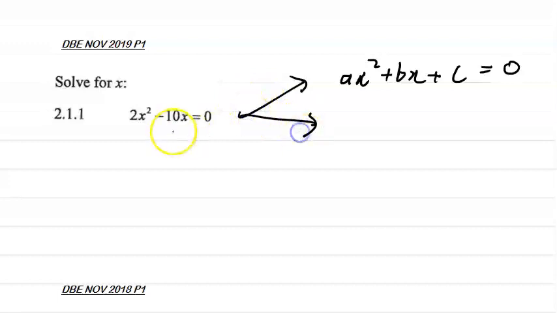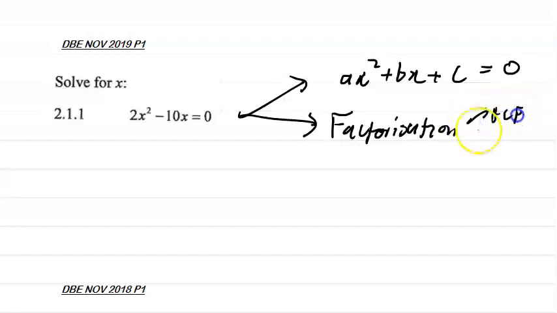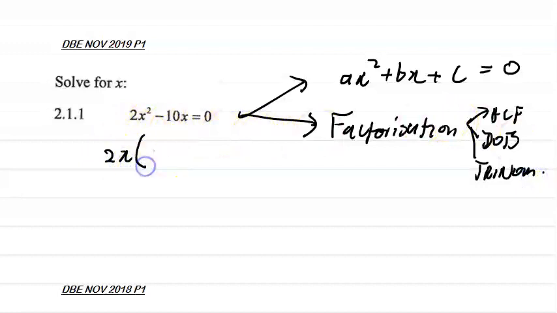Remember that we can solve a quadratic equation by factorization, which means you have to know all your different types of factorization. For example, how to remove the highest common factor, difference of two squares, and a trinomial. In this particular example, we can remove a common factor of 2x. So you can say 2x into x minus 5 equals 0. Now, 2x times x is 2x squared, 2x times minus 5 is minus 10x. So you check your factorization by multiplying.